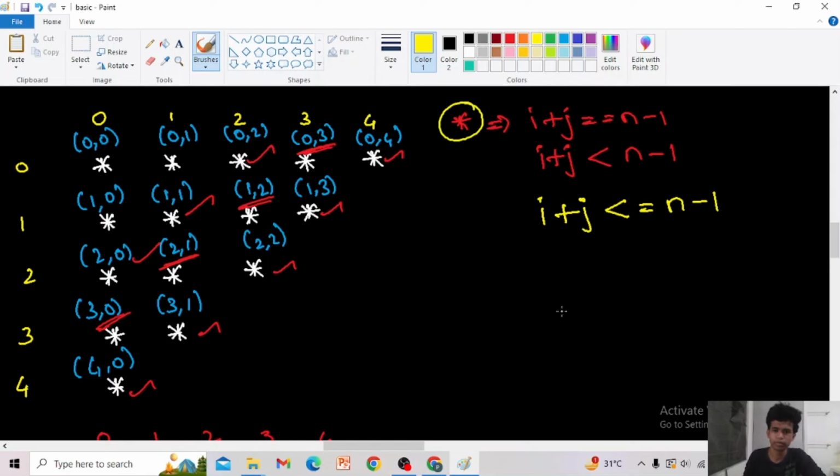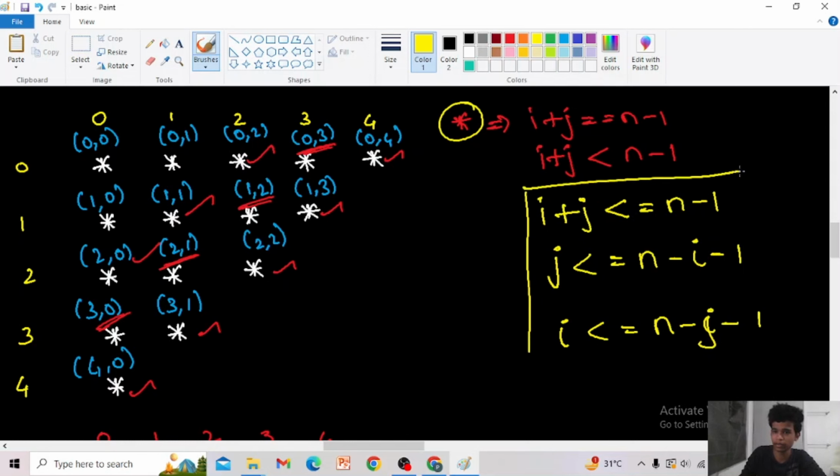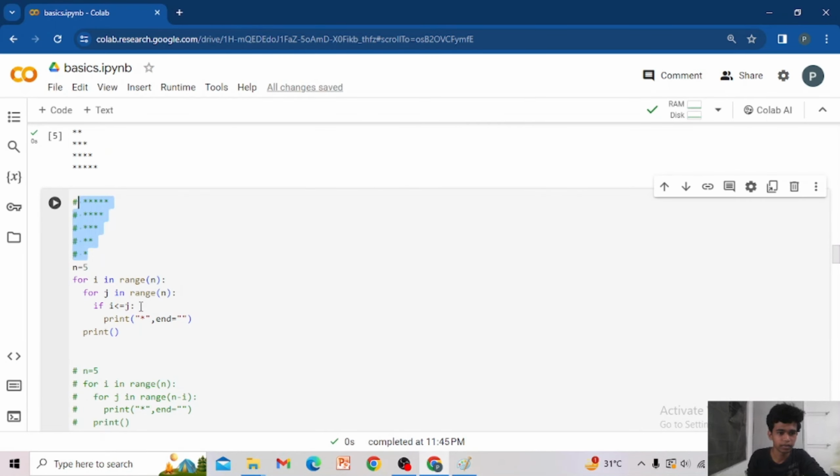Fine. Now we can also write it as whenever j is less than or equal to n minus i minus 1. Also we can write it as whenever i is less than or equal to n minus j minus 1. So all of these equations are the same. We can pick any one of these. See here, I have written whenever i is less than or equal to j. So this is also right.